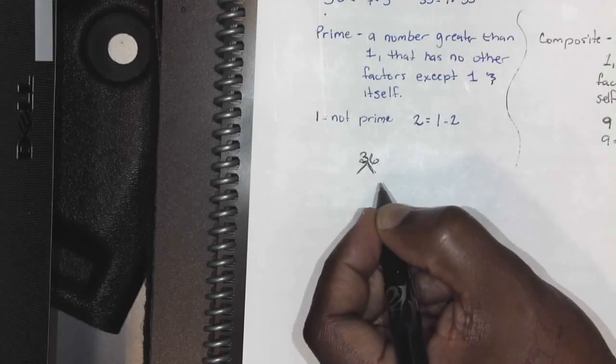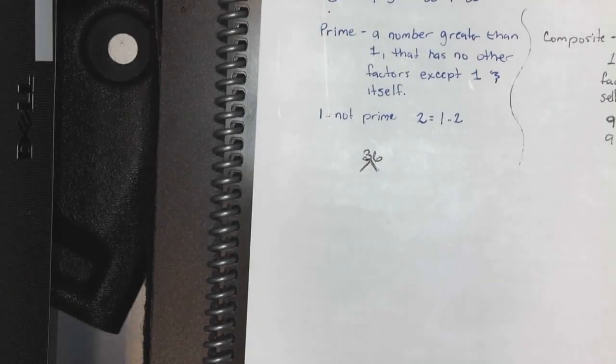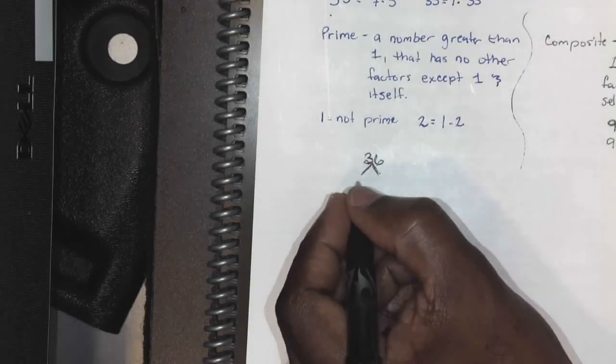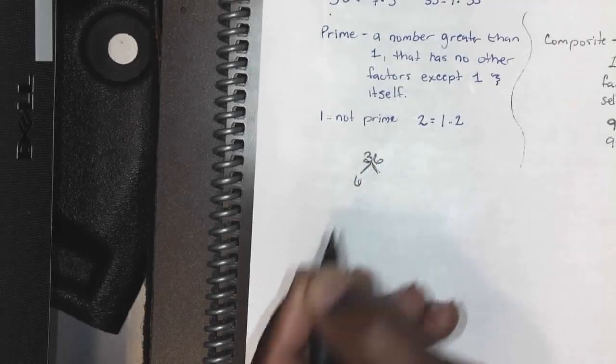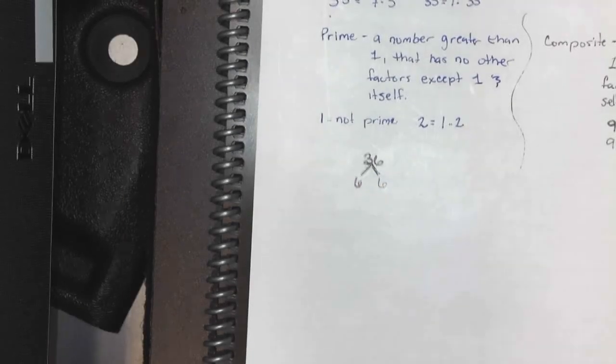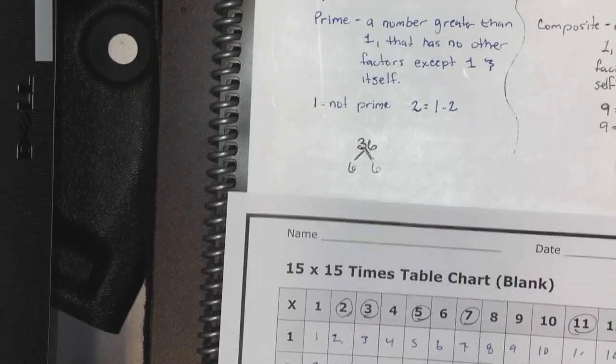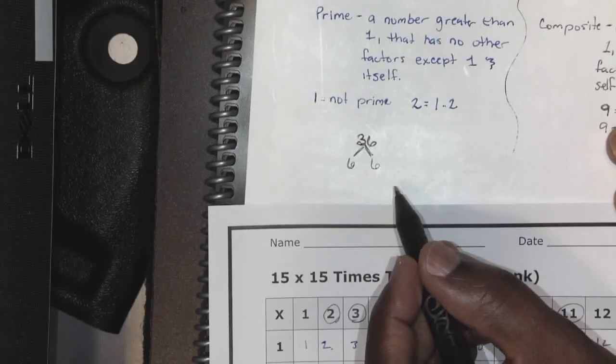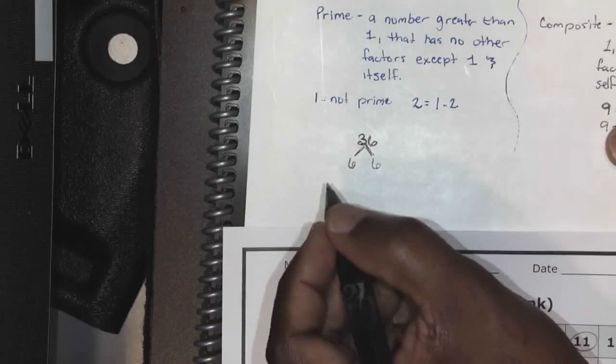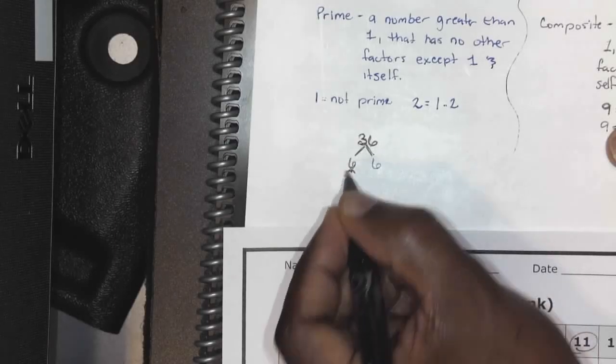What 2 numbers do you want to start off with for 36? You cannot use 1 and itself. 6. All right? 6 times what? All right, so 6 times 6. Now, based on my chart, are these prime numbers? So I got to keep breaking it down. All right? So I can break down 6, right?